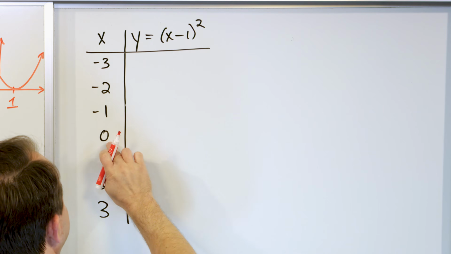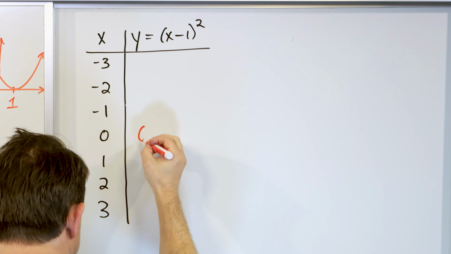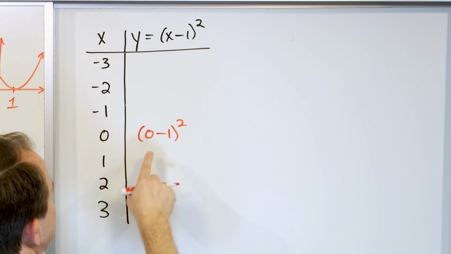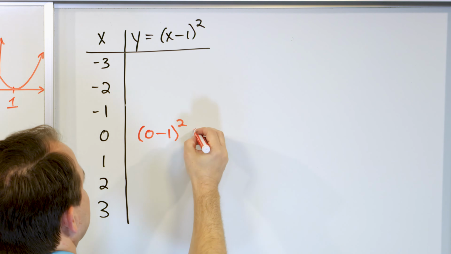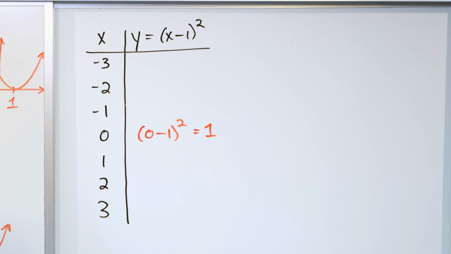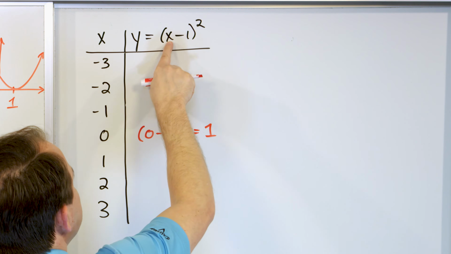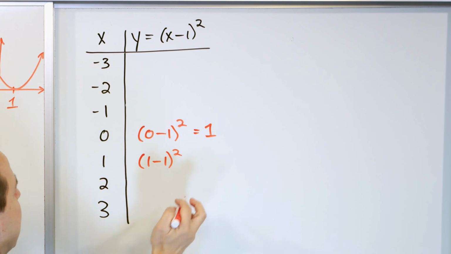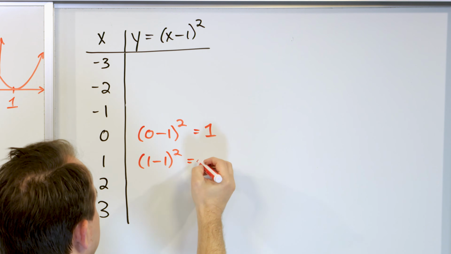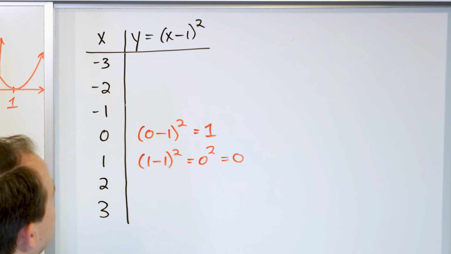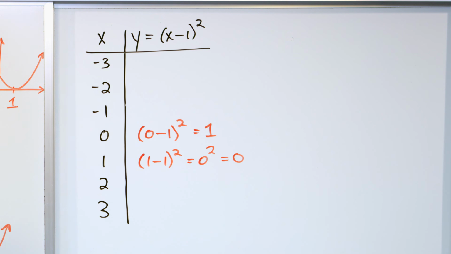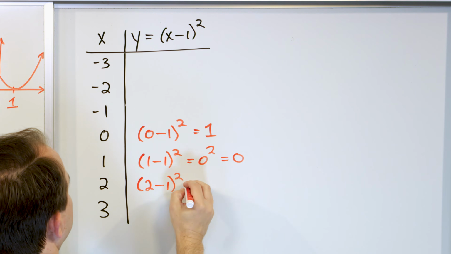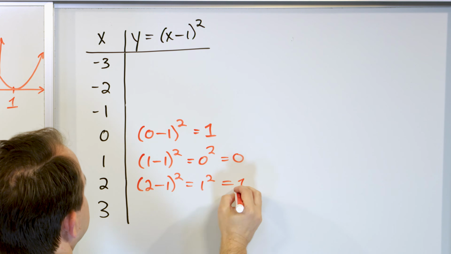That's actually easier. If you put 0 in here, then what you're going to get is (0 - 1) quantity squared, and of course you get (-1) squared. You're just going to get a 1 out of that. Now if you put a 1 in here, 1 minus 1 squared is going to be 0 squared, which is 0. So when you put a 1 in, you actually get a 0 out. When you put a 2 in, what do you get? You get (2 - 1) squared, which is 1 squared, which is 1.